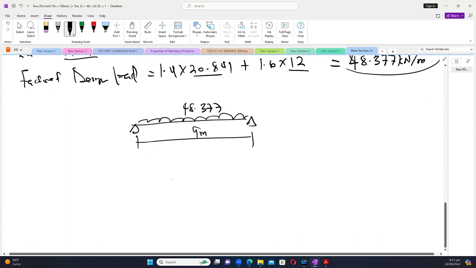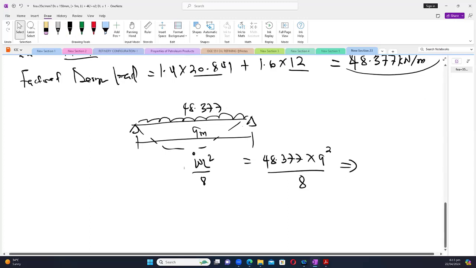So the maximum bending moment is here and is WL squared over 8. So this will give us 48.377 times the length, which is 9 squared over 8. So let's see what we get with this. 489.817 kilonewton-meters, right?